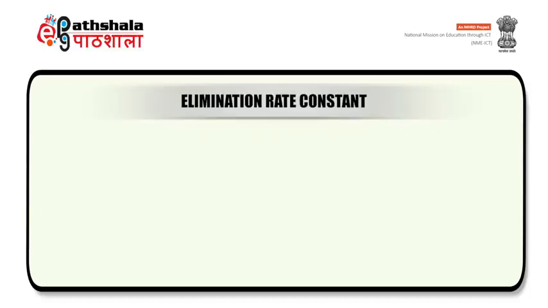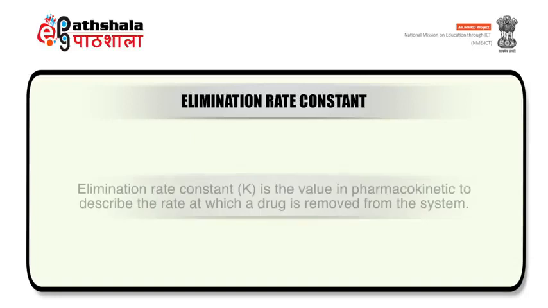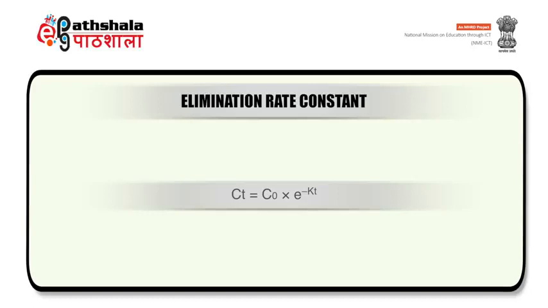Next factor in the adjustment of dose based on total body clearance is elimination rate constant. Elimination rate constant is the value in pharmacokinetics which is used to describe the rate at which a drug is removed from the system. The equation shown in this slide describes its calculation, where Ct is blood plasma concentration of drug at time t, C0 is initial concentration when time is equal to 0, and K is elimination rate constant.